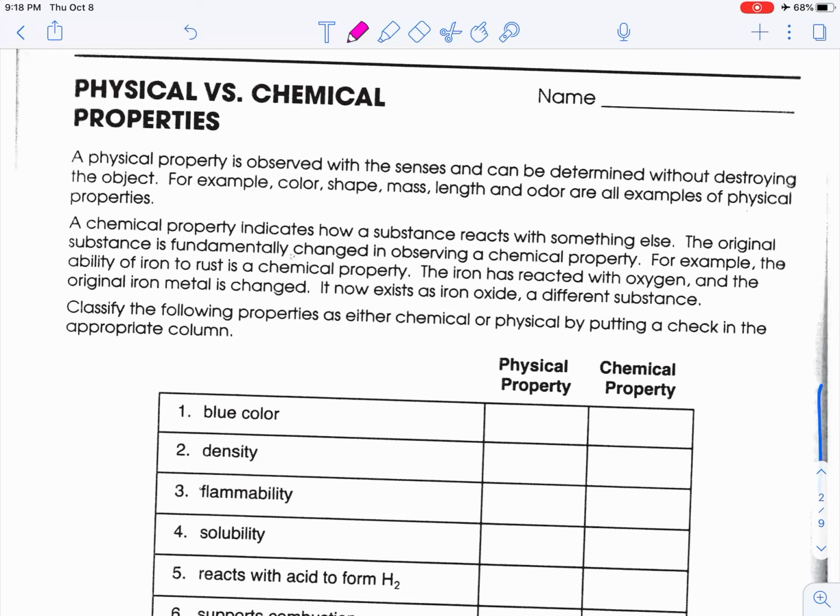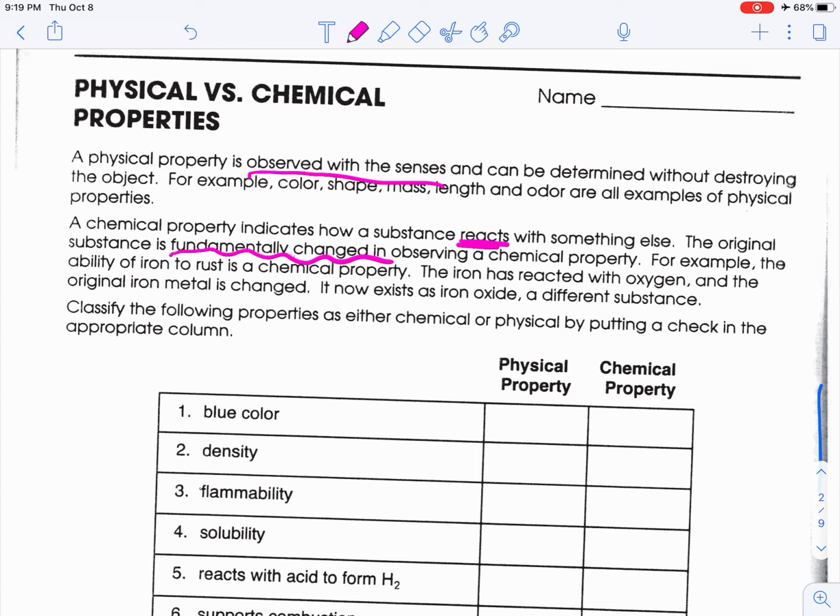Okay, so this is physical and chemical properties. Again, to define, a physical property is observed with the senses and can be determined without destroying the object. So color, shape, mass, length, odor. We are not changing anything on the chemical level. Chemical properties are how substances react with something else. We are fundamentally changing, breaking bonds, making bonds, rearranging.